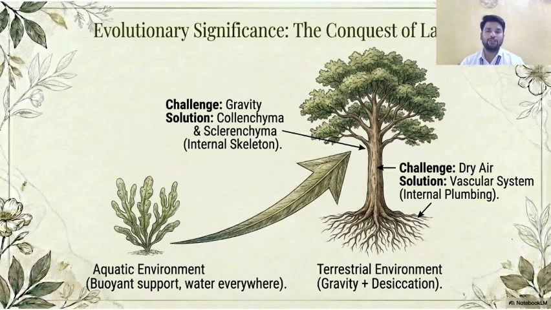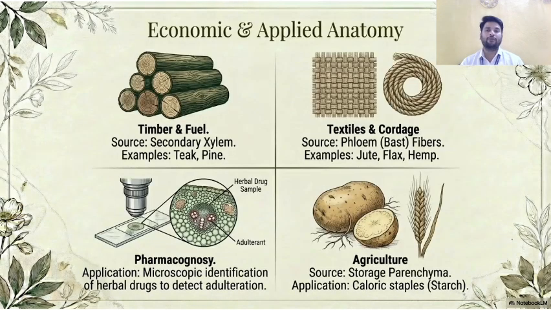Challenge, gravity. Solution, collenchyma and sclerenchyma. They are the internal skeleton of the plant body, also known as simple tissue. Dry air solution. The vascular system provides internal plumbing to the plant. In an aquatic environment, some parenchyma cells provide buoyancy support. Then in the terrestrial environment, gravity plus desiccation are addressed by the root meristem. Economical and applied anatomy: the complex tissue is very important when we are dealing with the xylem.